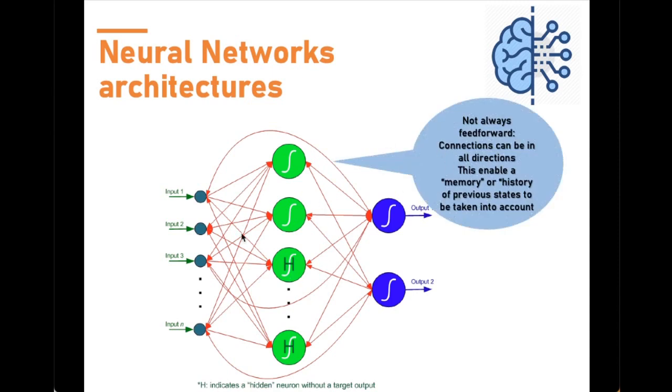So this figure illustrates an RNN, and here we can see that there are many connections in every direction between the layers and neurons, which creates a complex connection structure.